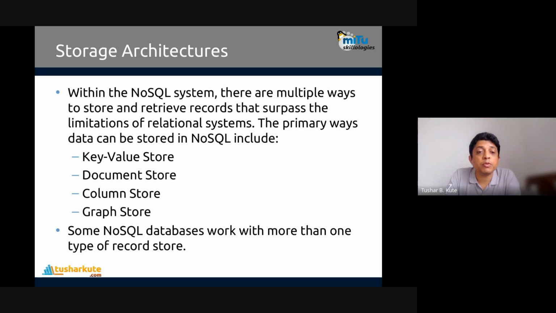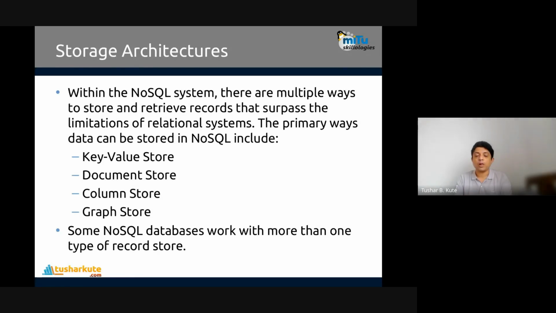Okay, so some NoSQL databases work with more than one type of record store possible, because at the start, on one of the slides of database service, I have shown that we have key value store, document store, column store, graph store. So different ways by which you can organize. The aggregate data model has given birth to the ways by which data can be stored in a systematic and well organized way. Now let's see one by one.